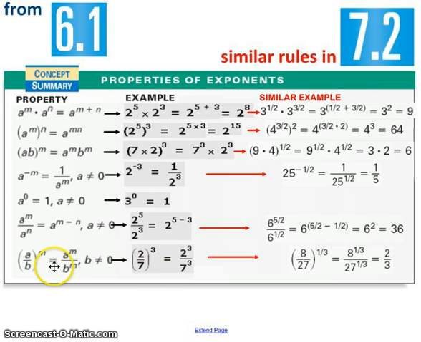Last example. Both these items, this fraction in parens to a power, I can separate the numerator from the denominator. Like here I change this to 2 to the third over 7 to the third. Well, similarly here I could do 8 to the 1/3. Well, I know what that is, that's 2. And on the bottom I could do 27 to the 1/3. I know what that is, that's 3, so I've got 2/3.